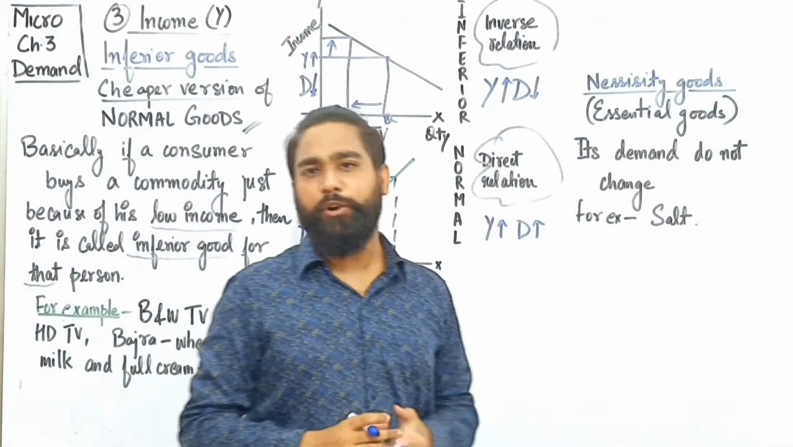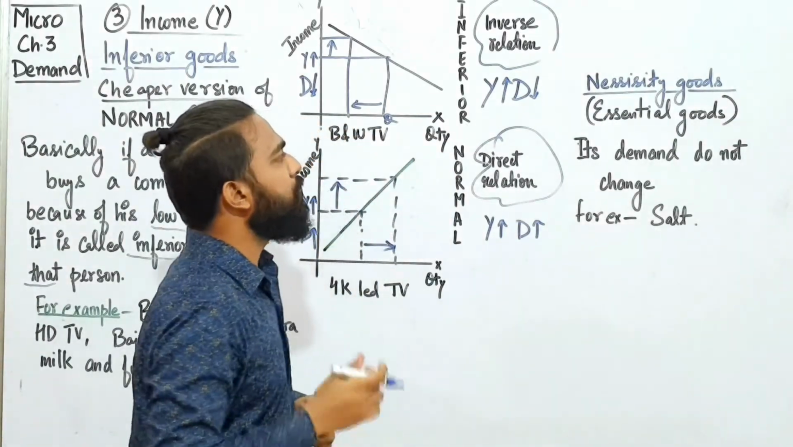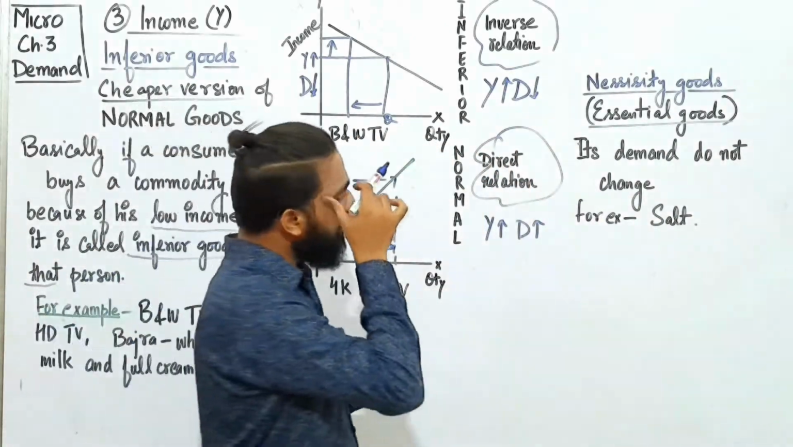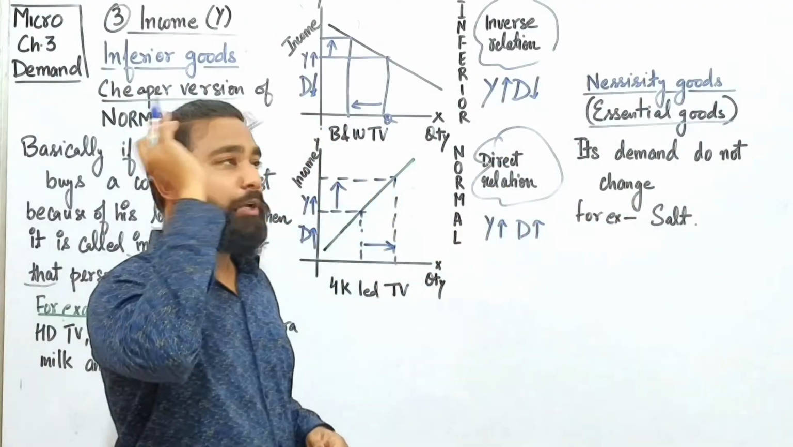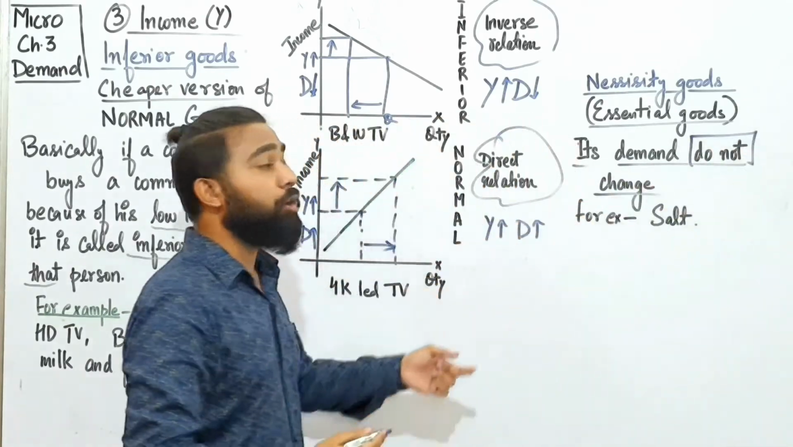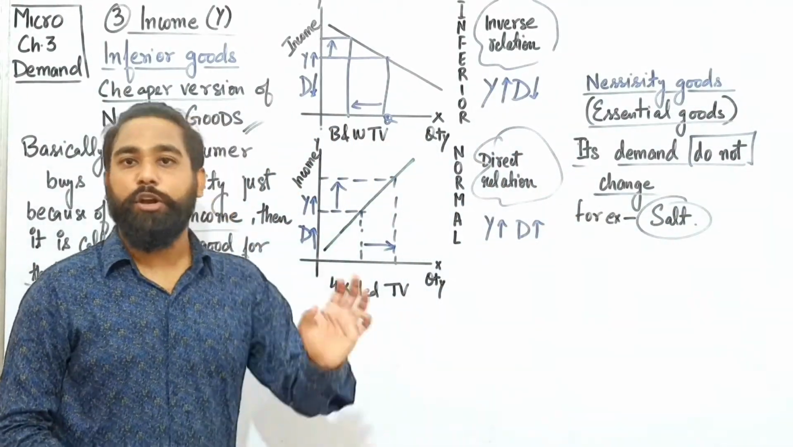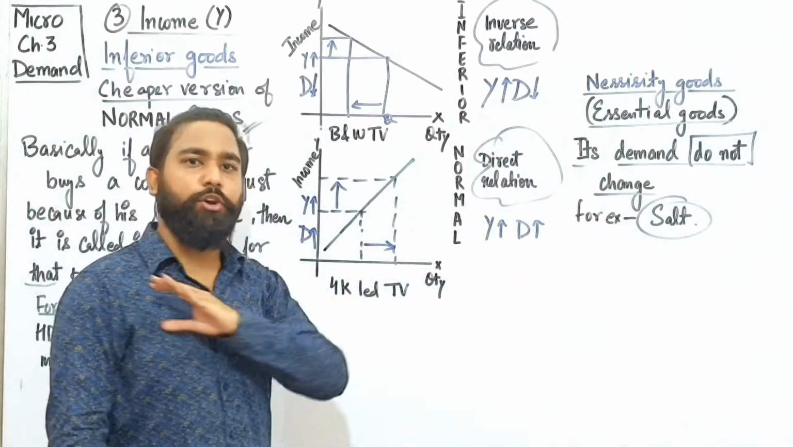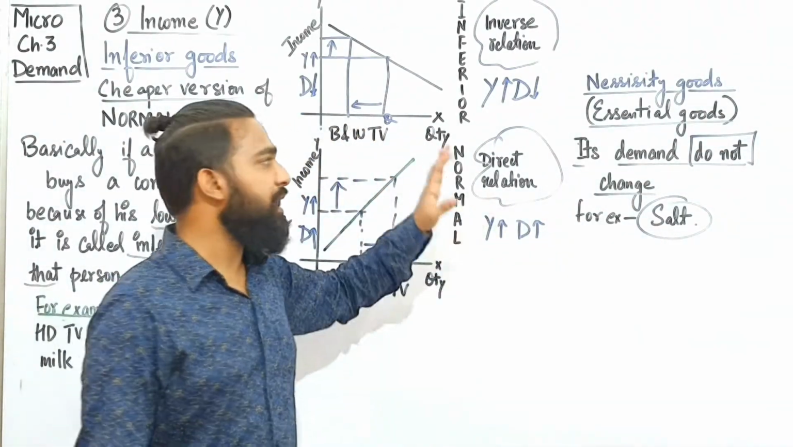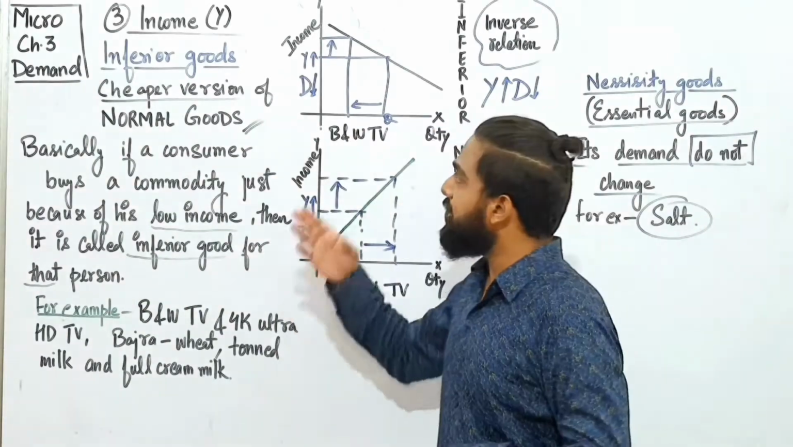Now there is one more good, which is the necessity good. It will be used in the further topics, but you just understand it. What are necessity goods? Necessity goods basically are the essential goods. They are important goods which we use in day to day life. Because they are essential goods, its demand does not change. Why? Because they are essential. For example, salt. You need salt. Whether your income decreases or increases, your prices of salt increase or decrease, you are going to buy the salt because it's a necessity for you. It's an essential commodity. So this is your third determinant of demand, which is income.